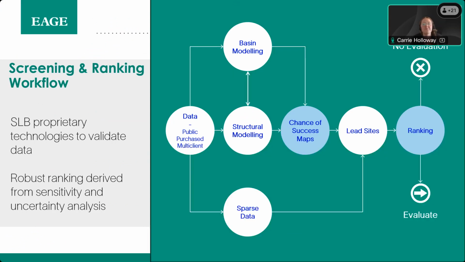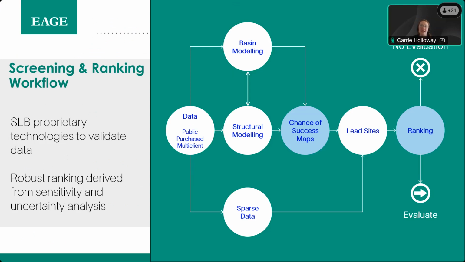So this is the general workflow for how we go from our data all the way through to actually deciding whether we evaluate a site or not. So we start with data, and if we only have sparse data, we might not have enough to do any kind of geological modeling. We might then select our site and go straight to ranking. If we have enough data, this could be from public data, this could be data we're purchasing, for example, well and seismic data, it could be the data we hold internally. We can feed this into either our 2D structural modeling or our 3D basin modeling.